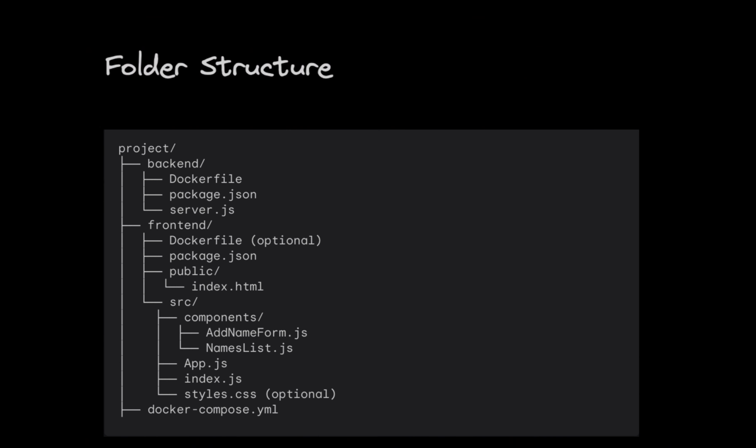Our project will have a simple folder structure. We'll have two folders, back-end and front-end. The back-end folder contains the back-end code and the Dockerfile. The front-end folder contains the front-end code and its Dockerfile. We will also have docker-compose.yml. It defines the Docker services for running the application.